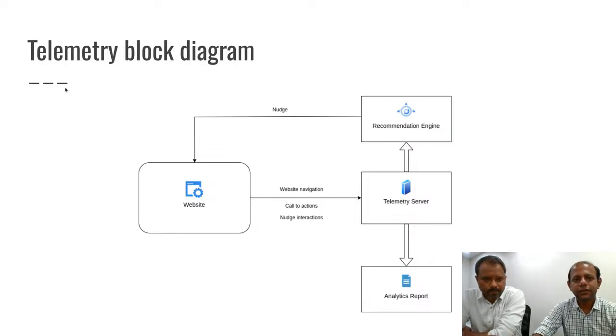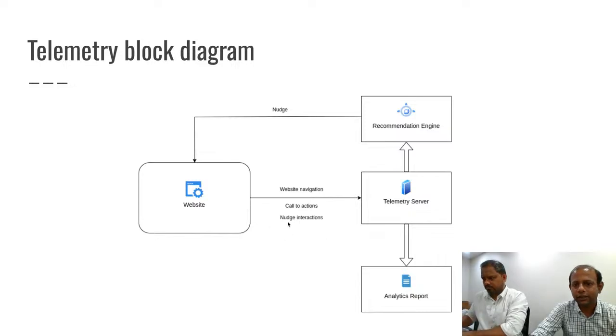This is just a basic block diagram and it represents how the data flows through our system. So this is your website, and on the website we deploy a script for telemetry, and it captures all the website navigation events and all the calls to action, like buttons you can click, like add to cart or buy now, or view any page. And we also capture the nudge interactions. I'll take nudges forward in the next part.